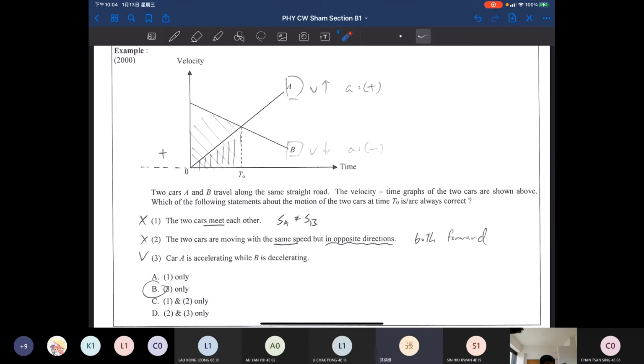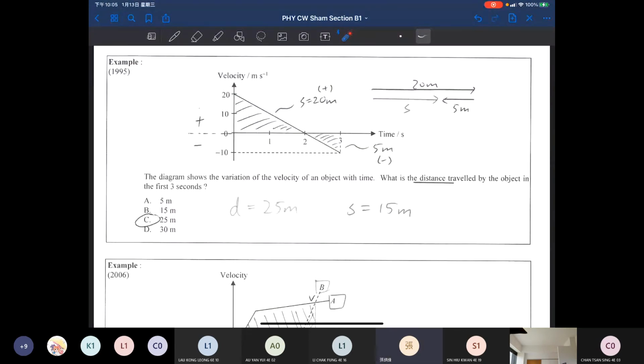Car A is accelerating and B is decelerating. If we want to find out the acceleration, we need to see the slope. For A, the slope is positive. For B, the slope is negative. Therefore, A is accelerating and B is decelerating. Okay, so B.